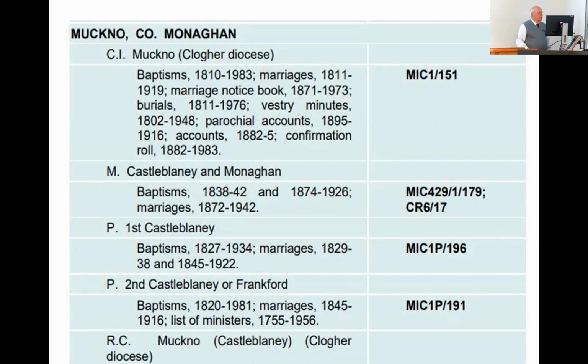The P stands for Presbyterian, First Castleblaney. And their baptisms 1827 to 1934. The next P is for Second Castleblaney. These are Presbyterian records, 1820 to 1981. And down at the bottom is RC for Roman Catholic and Mucknow.